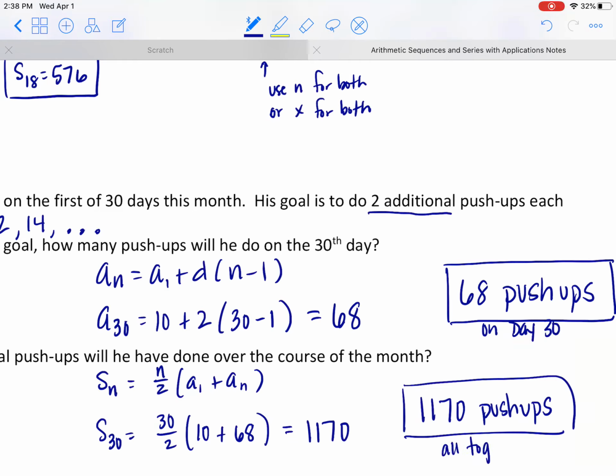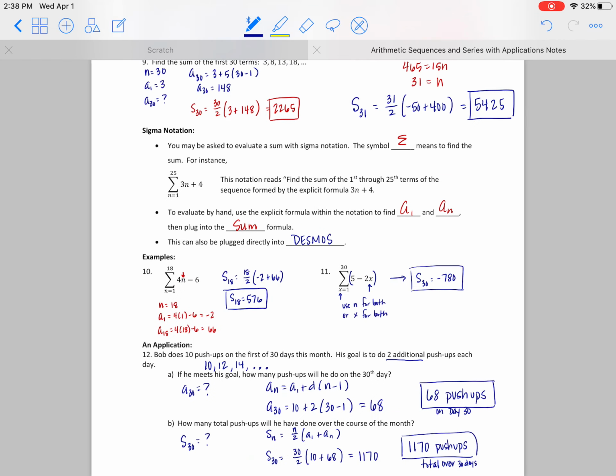And this was on day 30 here, and this was all together here. Is that one word? How about when you don't know how to spell a word, you pick a different word. Total over 30 days. I think I mentioned that strategy of mine before, right? If you don't know how to spell a word, you pick another word. Okay, so total over 30 days, and that was on day 30.